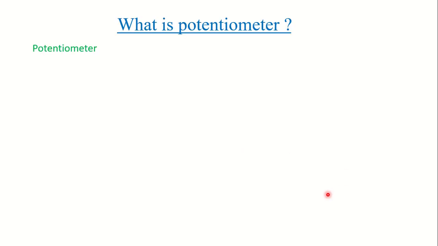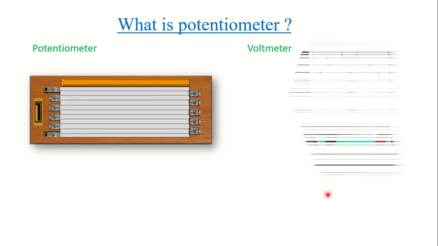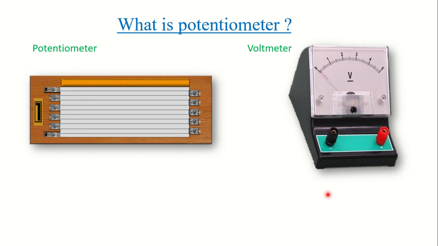Now we will try to understand what is a potentiometer, and we will compare it with a voltmeter. In previous lower classes, we have used a voltmeter for measuring the voltage or the potential difference. In order to measure the potential difference, we used to use a voltmeter.